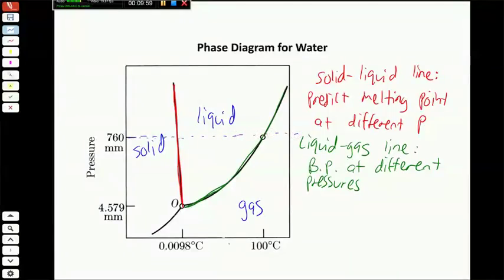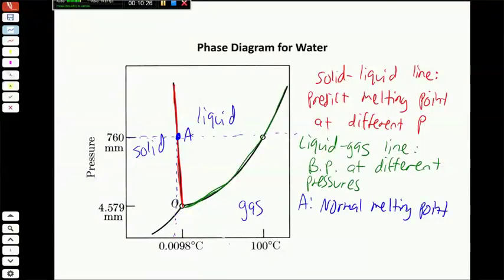And so this point here, which I'm labeling as A, that's where the solid liquid line crosses 1 atmosphere of pressure, so that's going to be our normal melting point. Which we see extrapolates down to about 0 degrees Celsius, assuming I drew that right.